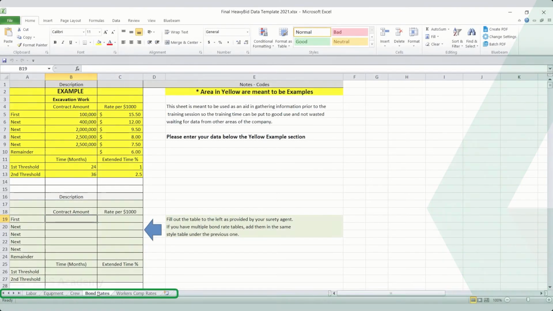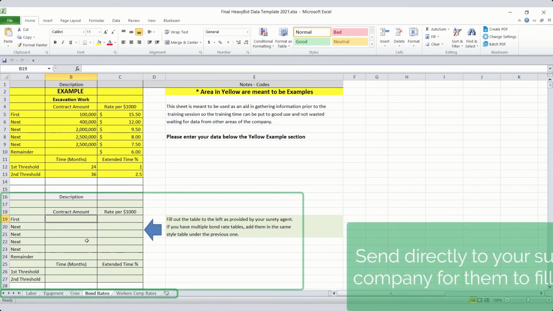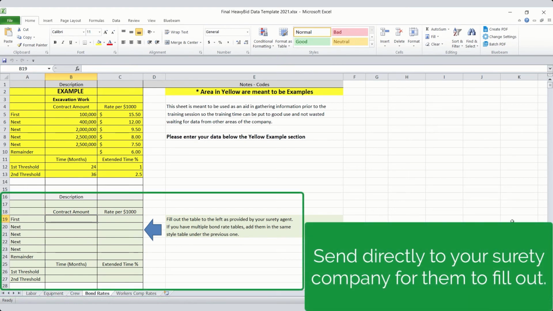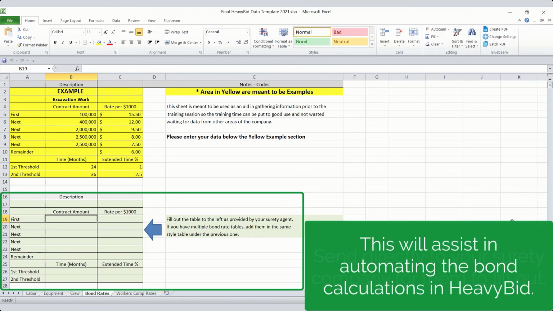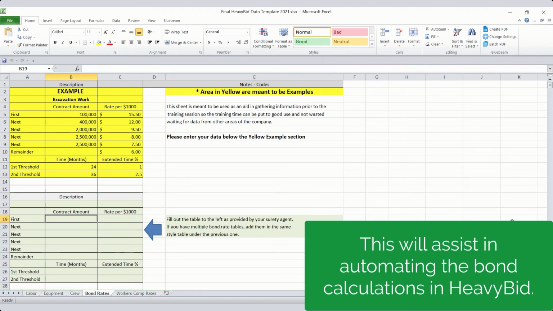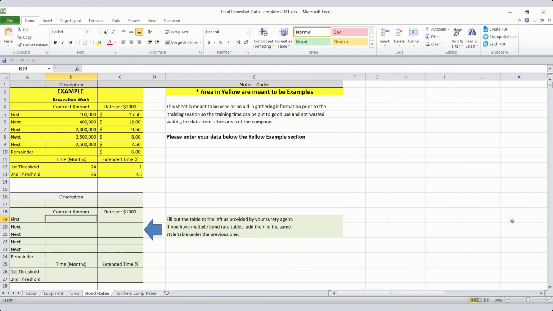The next tab is bond rates. Now this sheet here, I would simply pull this out and send that off to my surety company and ask them to kindly fill out this information, because this also will be incorporated into HeavyBid so that you don't have to remember to calculate a bond or anything. The system will do that for you automatically if you have work where you are required to supply a bond.